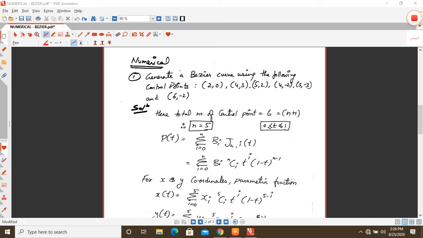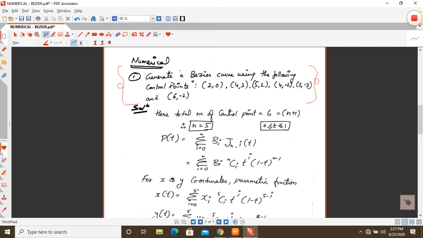Here is the question: generate a Bezier curve using the following control points. We have 6 control points, that is (2, 0), (4, 3), (5, 2), (4, -2), (5, -3) and (6, -2). Before starting the explanation, I would like you to write this question and the relevant formula related to Bezier curve that we studied in the previous lecture. If not, you can write it later, I will be discussing that also.